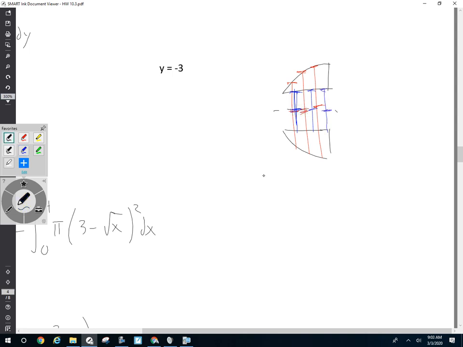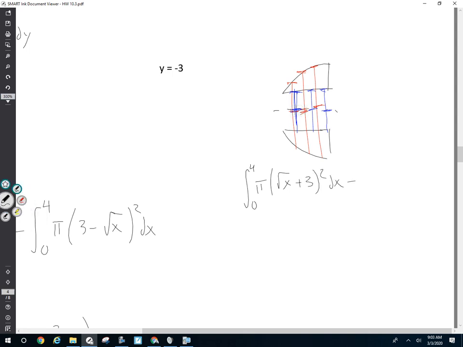So I got 0 to 4 pi. Outside is root x minus negative 3 dx. Inside the blue cylinders, just give me 3. Okay. You got to understand this conceptually. You have to understand the picture. I don't want us to try to take shortcuts. You will not have a good time if you do that.